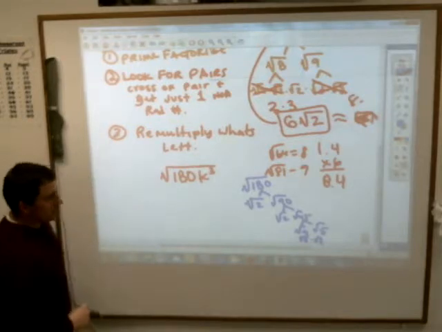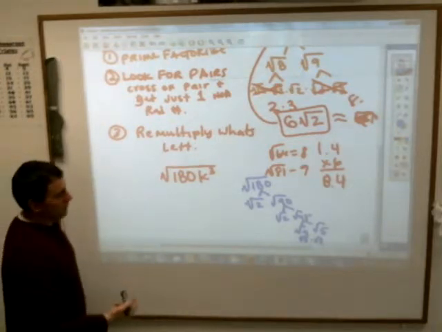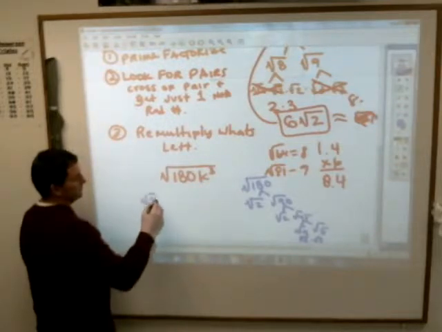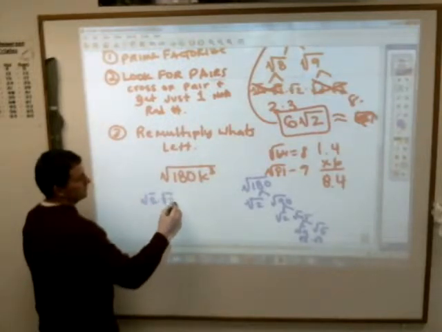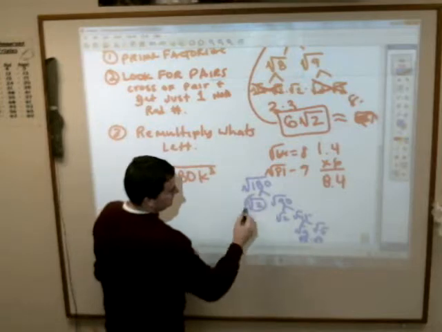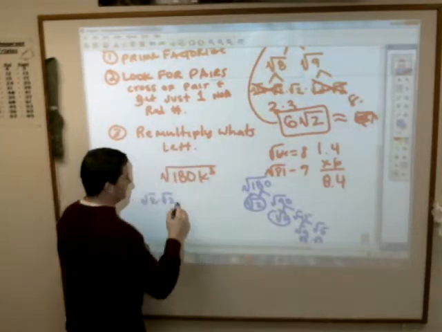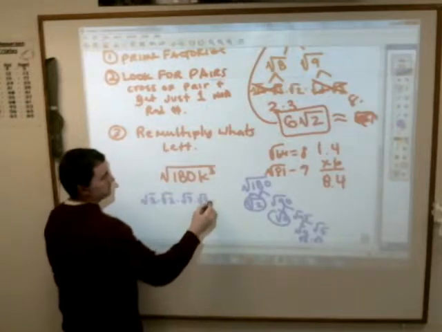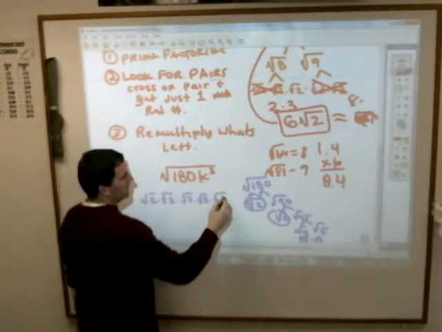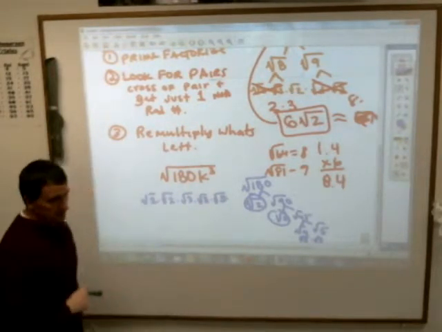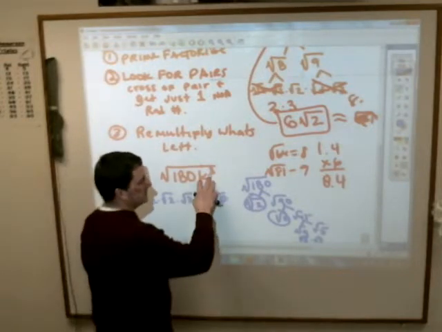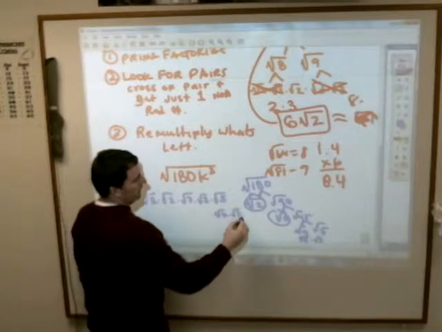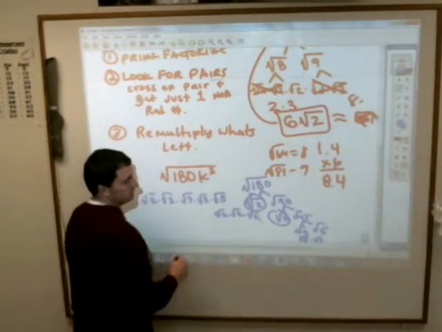And I would strongly recommend taking your time and writing them down in the order that you have here. We've got the square root of 2 times the square root of 2. That's these two. You've got 2 square roots of 3. Square root of 3 times square root of 3. You've got the square root of 5. And what about the k's? If you prime factorize k cubed, you end up with the square root of k times the square root of k times the square root of k.